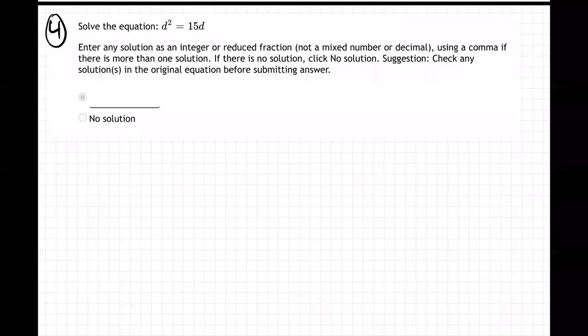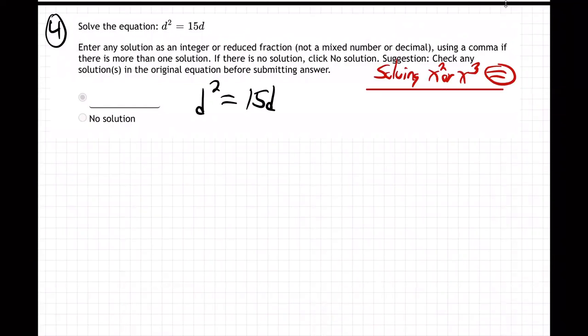Okay, so on this question, we're trying to solve d squared equals 15d. Let me bring it down here. D squared is 15d. Okay, so how do we solve an x squared or x cubed with an equal sign? That's what this chapter is all about. This last section of chapter 7, I should say, is solving when you have x squared or x cubed or d squared, whatever, with an equal sign. That's what's special. We have an equal sign.